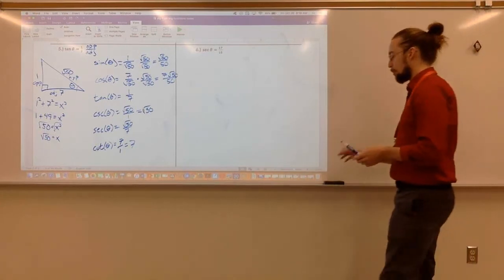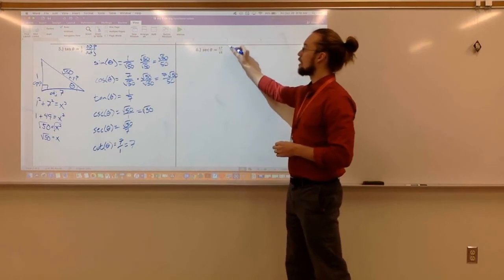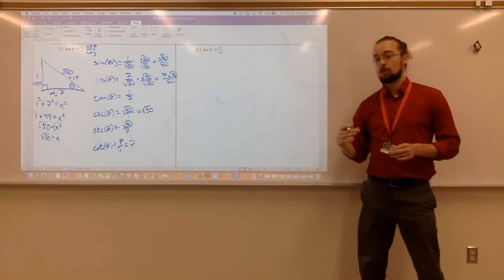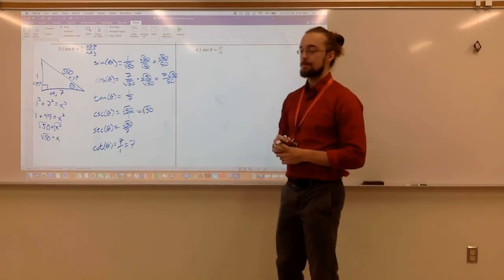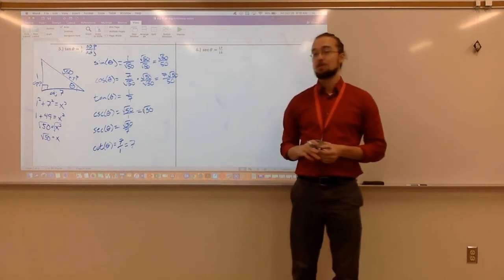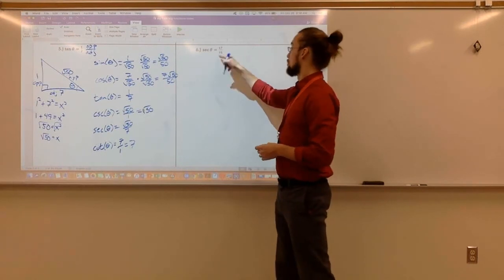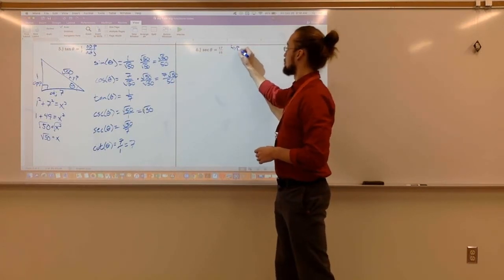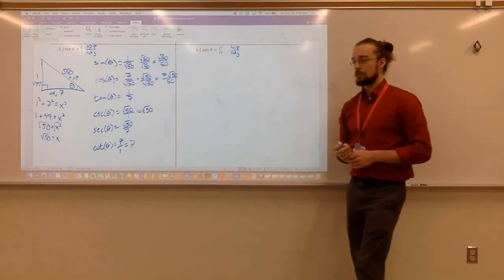So I want you guys to try this one. I'll give you a little push to start. Secant is equal to what over what? It's the reciprocal of cosine. Cosine would be 15 over 17, so adjacent would be 15 and hypotenuse would be 17. So as it's written, this is the hypotenuse over the adjacent side.